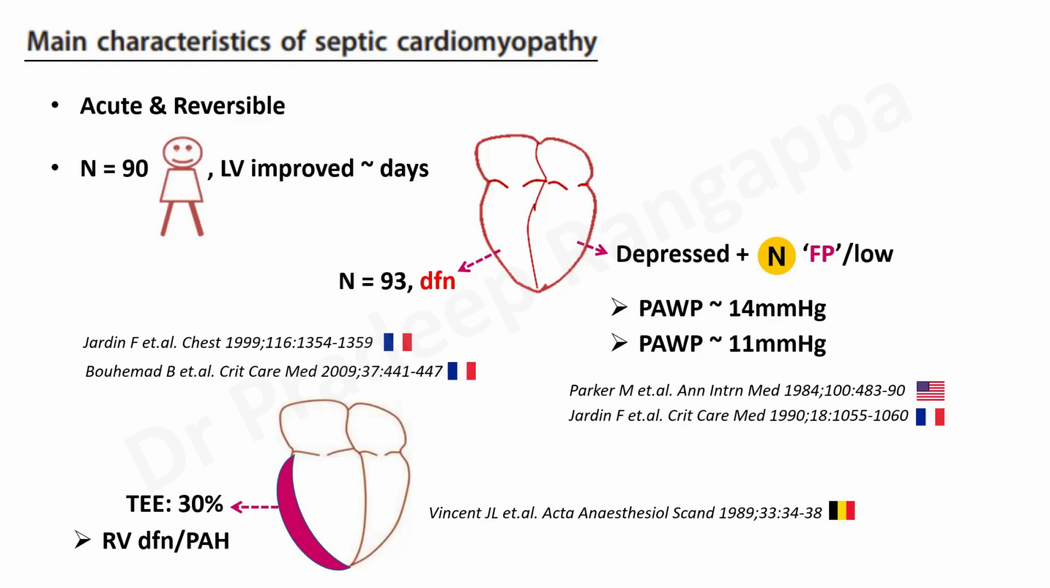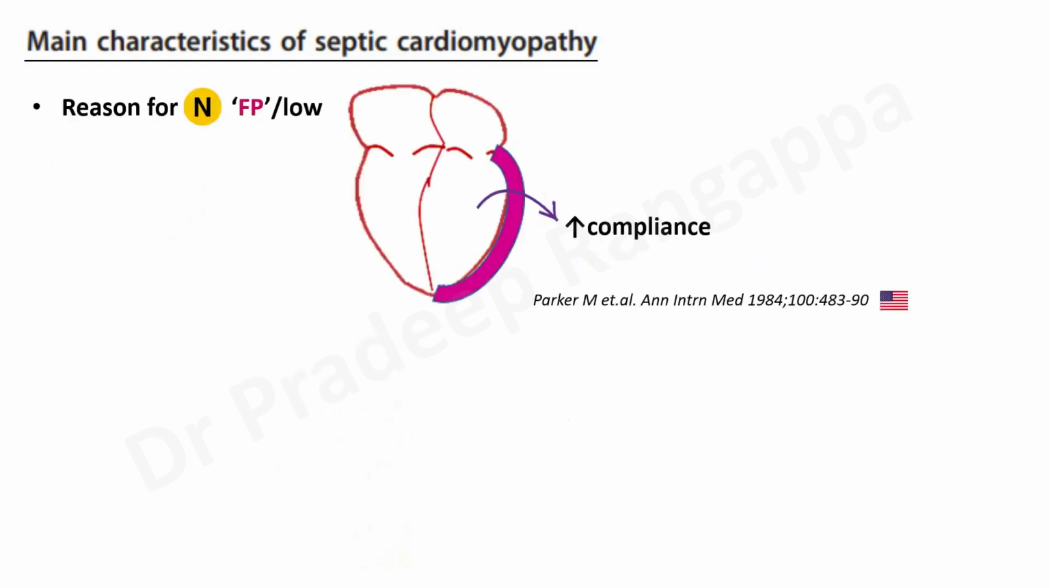So in summary, the key aspects of septic cardiomyopathy are that it happens acutely and it is reversible. Reversibility happens in a few days. And the key aspect is they have depressed LV function, but the filling pressures will be normal or can be low. Many of these patients can also have concomitant RV dysfunction.